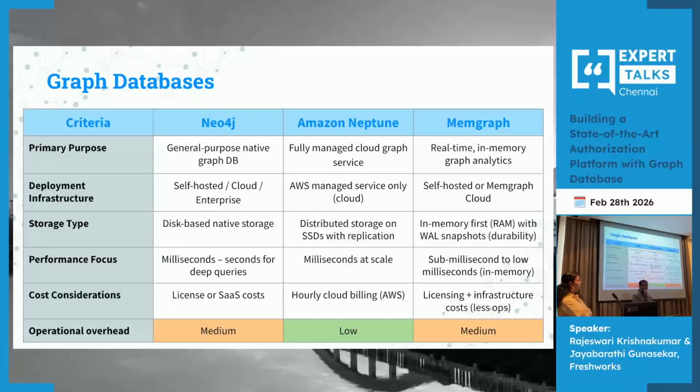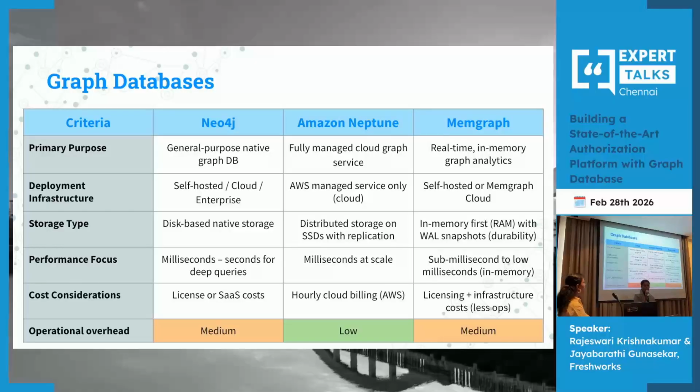And then if we think from the deployment infrastructure perspective, there as well, we have different options. Either we could self-host these databases and run the queries, or with respect to Neptune, it's an AWS managed service, so we can just provision the database as quickly as possible and start implementing. In Memgraph as well, we have both the options of self-hosting versus cloud providers.